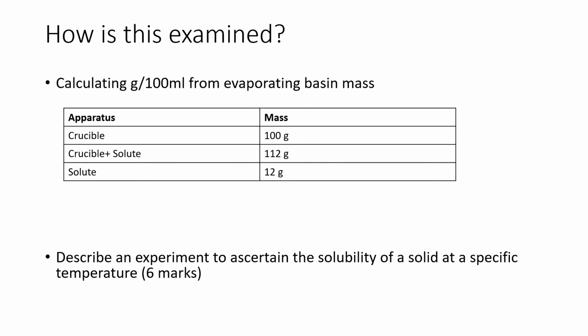So, in this case, for example, we've boiled off 100 milliliters of solvent in an evaporating dish or crucible. To figure out the mass of the solute, we need to subtract the mass of the crucible from the combined mass of the crucible and the solute. In this case, that is 112 grams, take away 100 grams, which leaves us with 12 grams of solute. So, we had 12 grams in the solution. If the solution was saturated, we could say that the solubility is therefore 12 grams per 100 ml, or 12 grams per 100 grams if it was water.